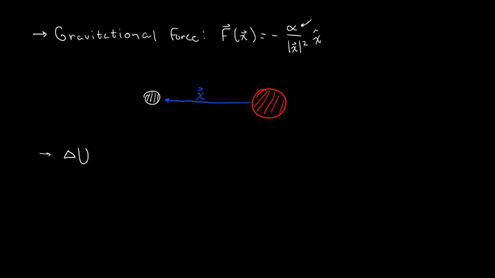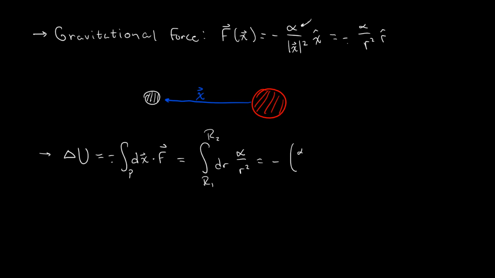And we know that some change in potential energy is given by minus integral over some path dx dot F, which in this case, calling this r, I can just write this as alpha over r squared in the r hat direction. Since everything's always happening radially, keep in mind that the minus signs cancel, the integral from one radius to a second radius, alpha over r squared. And when I do this integral, I get something like minus alpha over r2 minus alpha over r1.